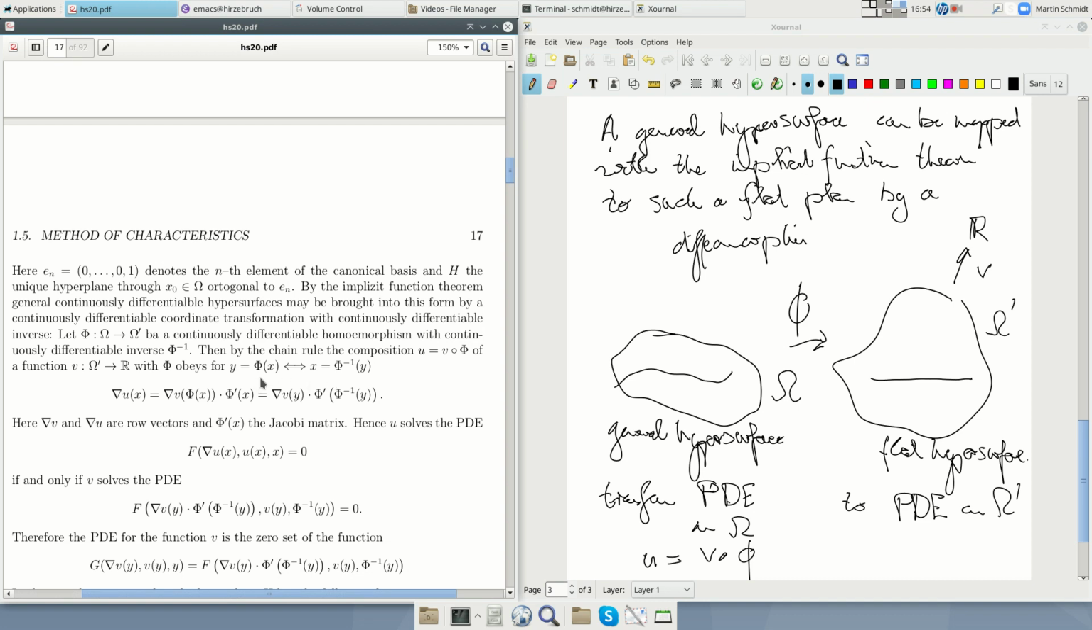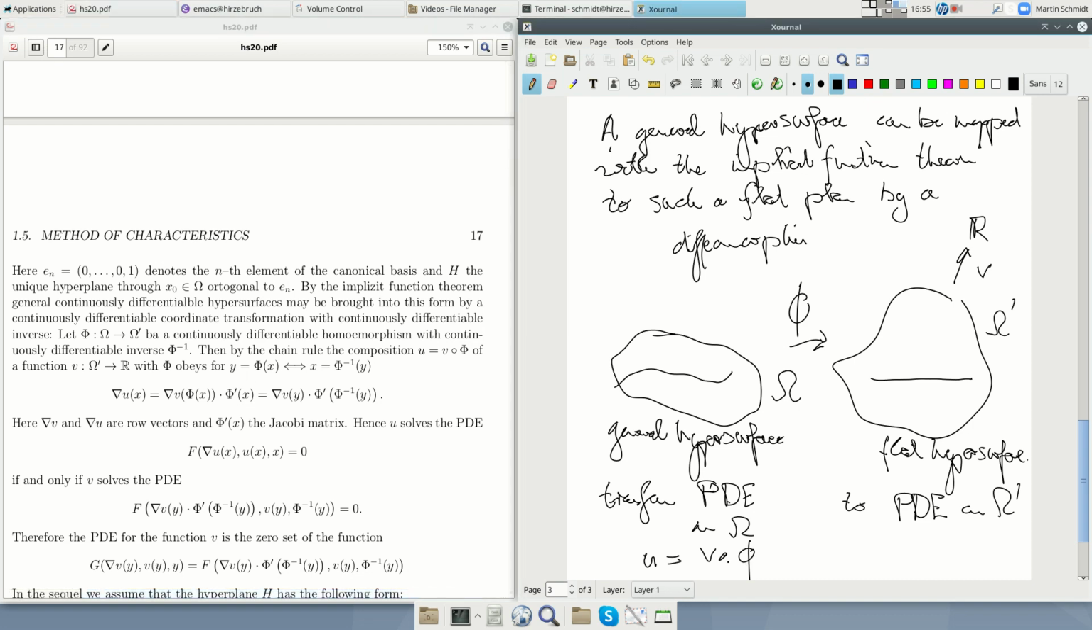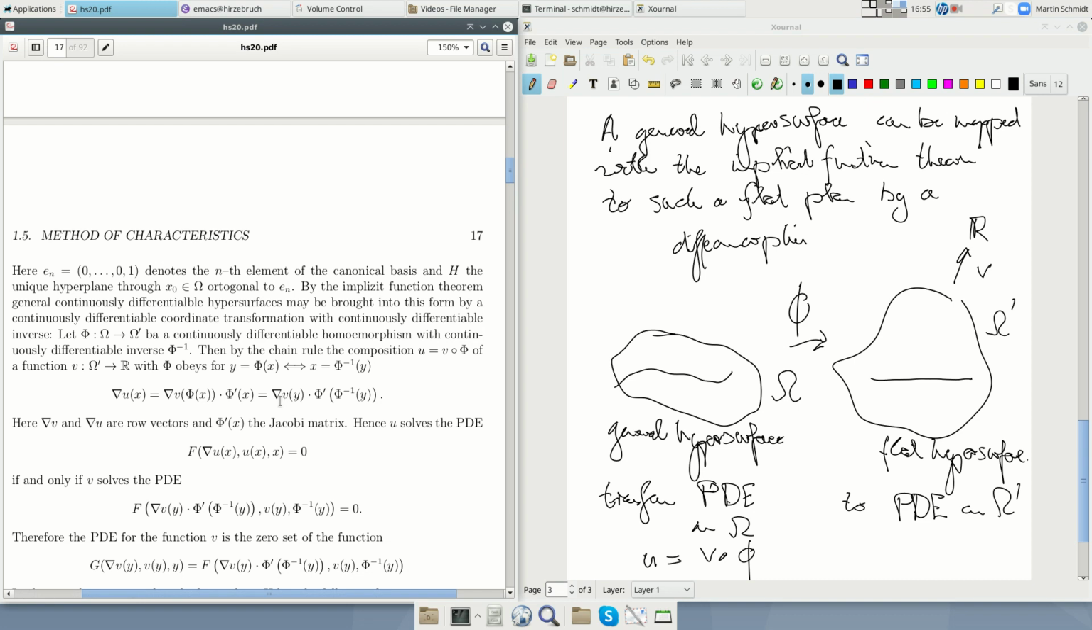The gradient of this composition is clearly this expression. By the chain rule, the derivative of the composition is the composition of the derivatives: first the derivative of phi, the Jacobi matrix of the first map, and then the gradient of v. Here we should note, if we consider this as an n by n matrix, then the gradient should be a row vector with n entries, and a row vector times an n by n matrix is again a row vector.